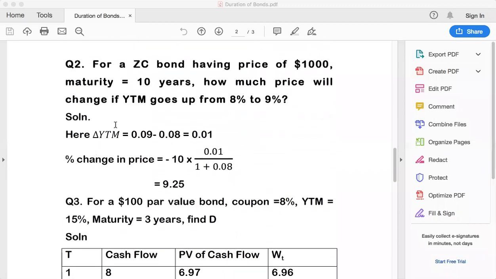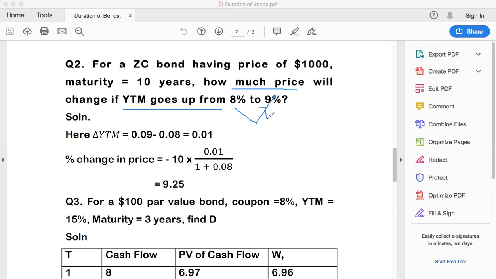So the next problem says that for a zero coupon bond having a price of $1,000, maturity is say 10 years, right? And how much will this price elasticity be? That means how much is the price going to change if YTM goes up by 1%, right? So if YTM today is 8%, it goes to 9%. Soon after you bought the bond, it stays at 9%, so how much price change will there be? And we all know that since the bond theorem says that if the YTM goes up, the price goes down. So the price will obviously go down, but how much will it go down?